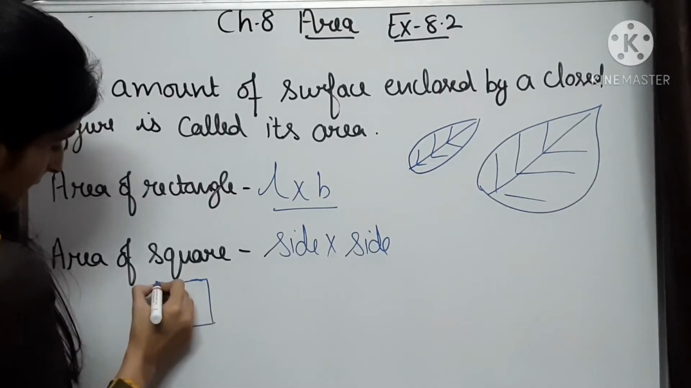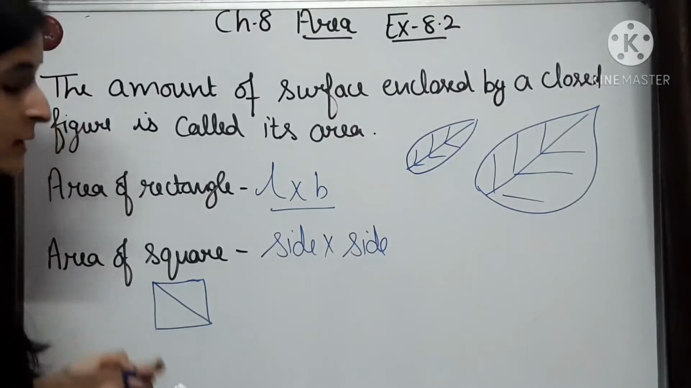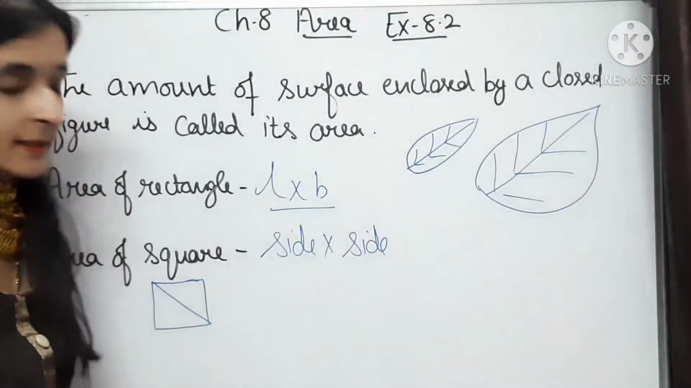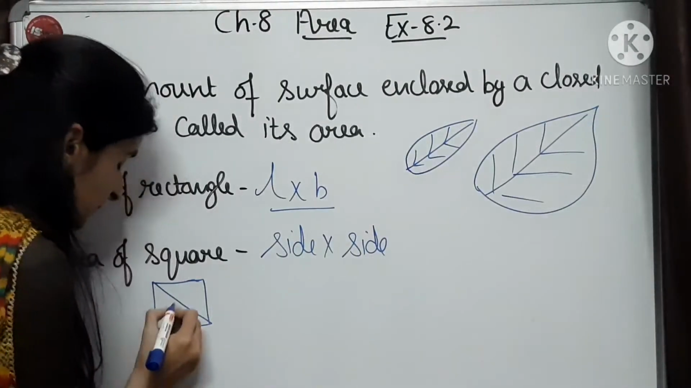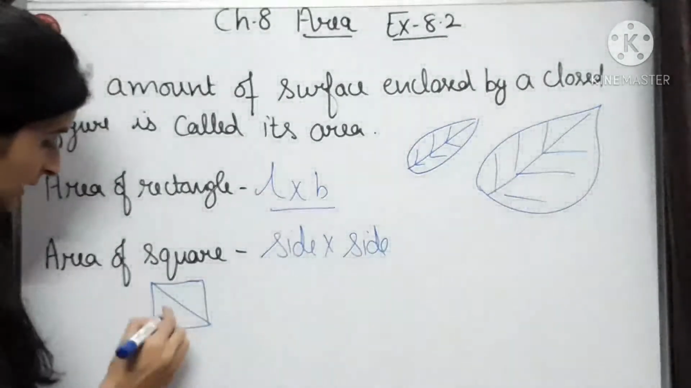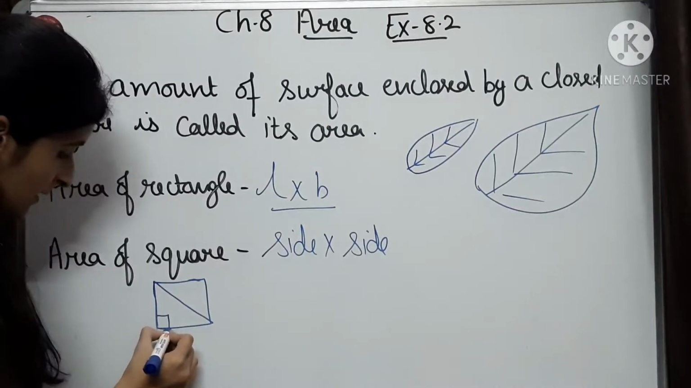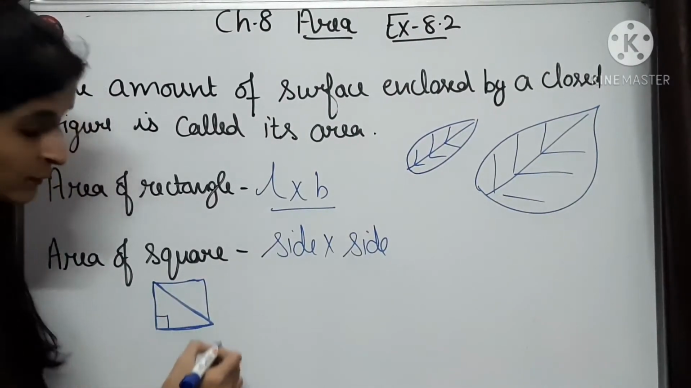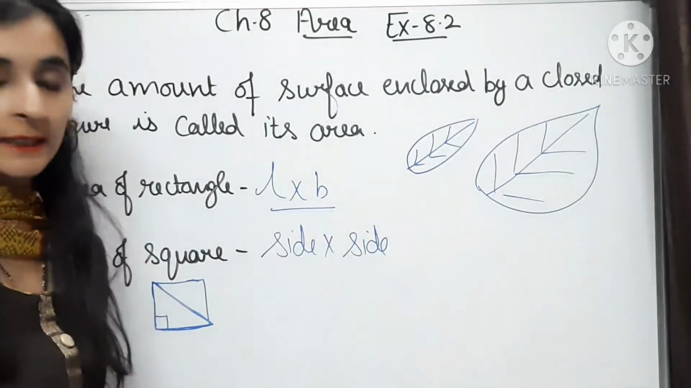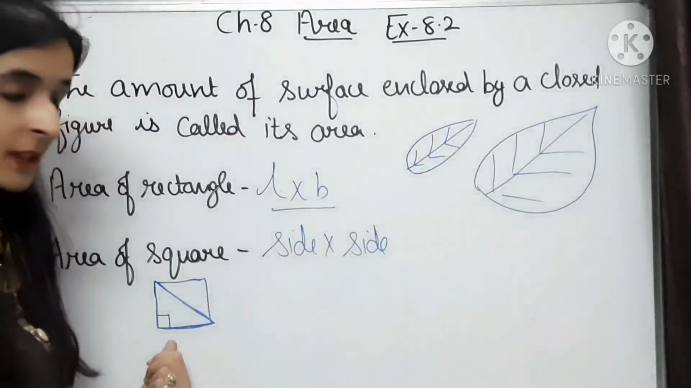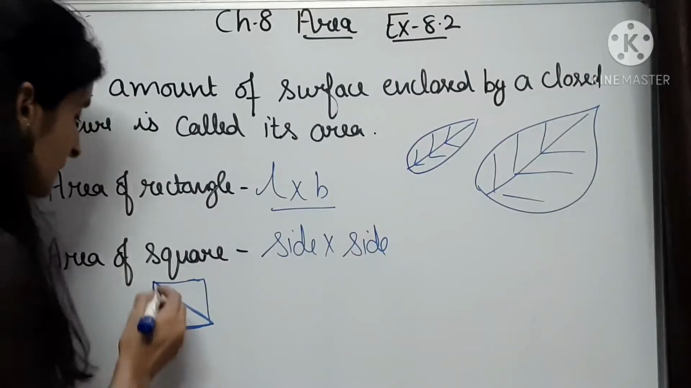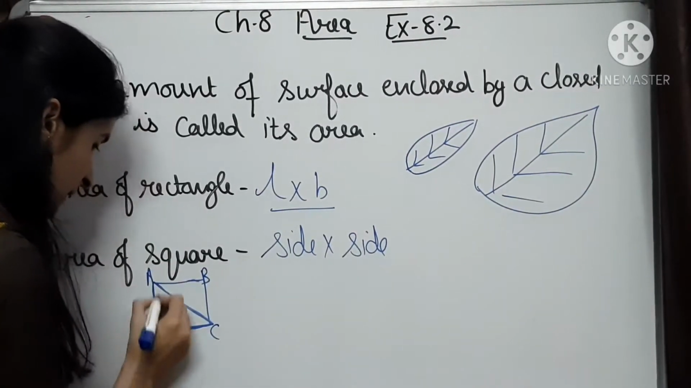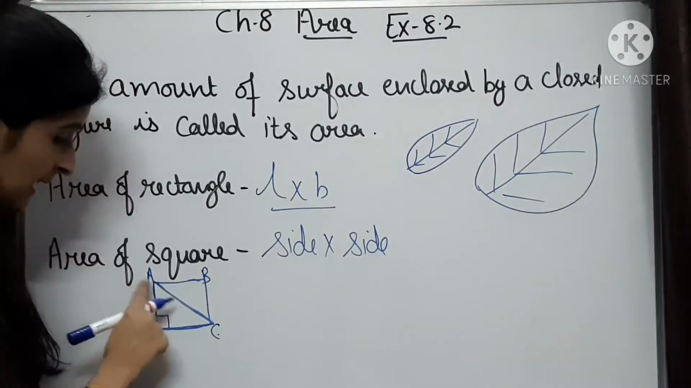Now children, suppose we have this square, and if we have to find out the area of a right angle triangle. This is a right angle triangle. If I talk about this triangle, then this triangle is a right angle triangle. Right angle triangle means in which one angle is of 90 degree. So this angle is of 90 degree. So it means this is a right angle triangle. I am talking about this triangle ACD.